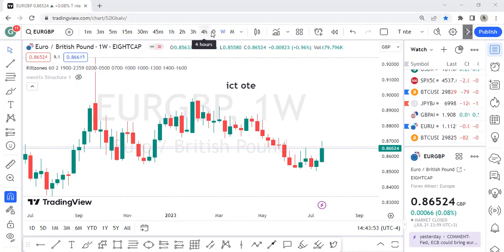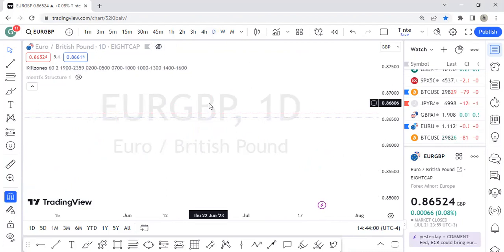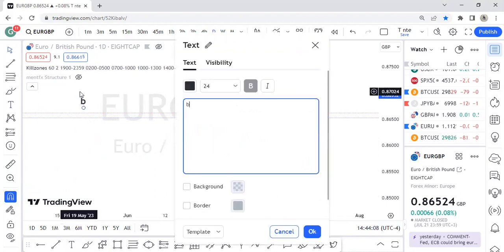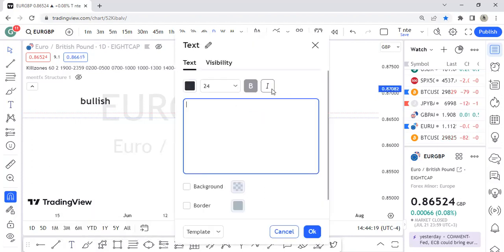Let me go to the daily time frame so it's easier for me to draw. Now, when you're talking about ICT optimal trade entry, you're simply looking at this for a bullish scenario. If you're bullish, very simple. It's just a very simple pattern you need to spot on the lower time frame. I want you guys to just understand the easy approach to it.